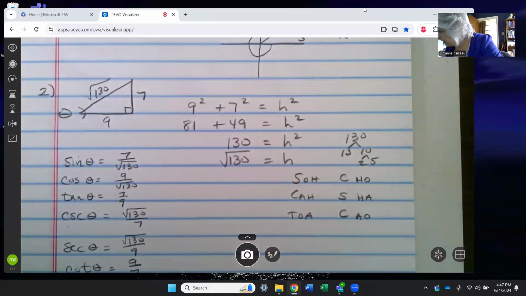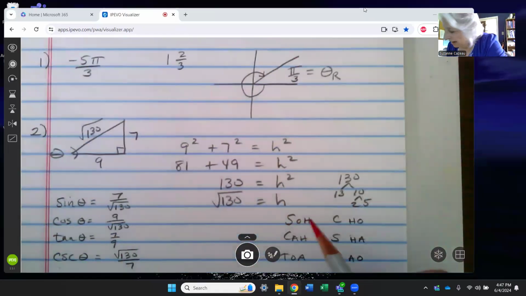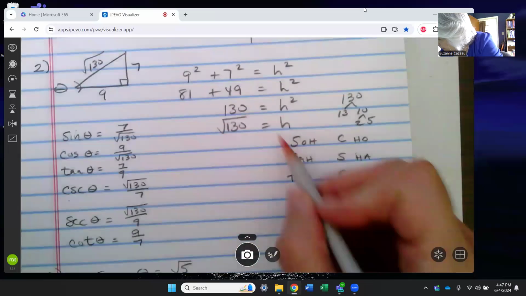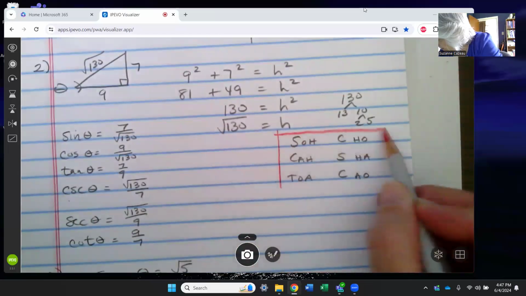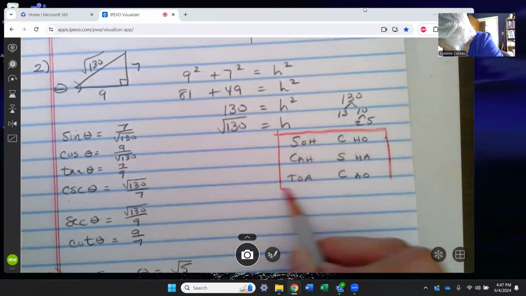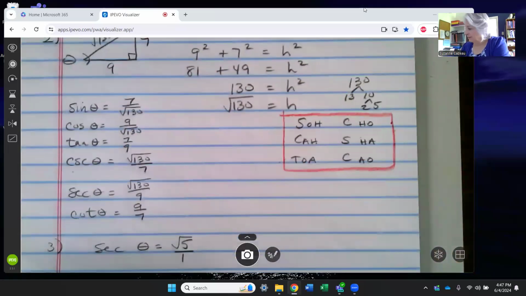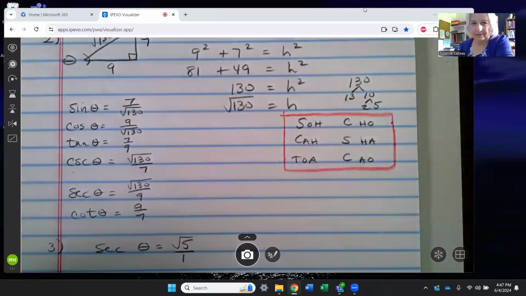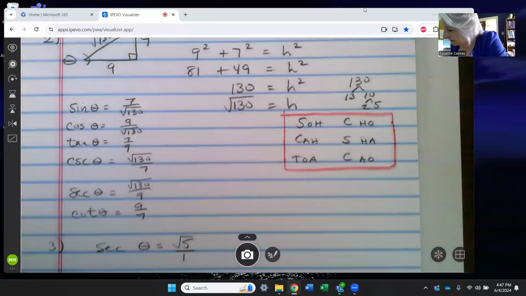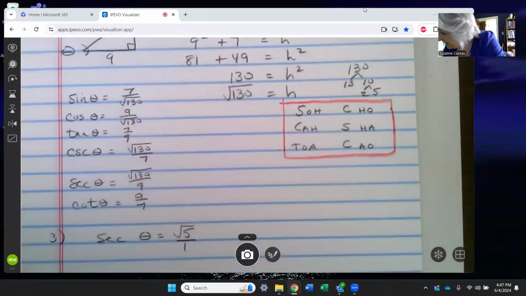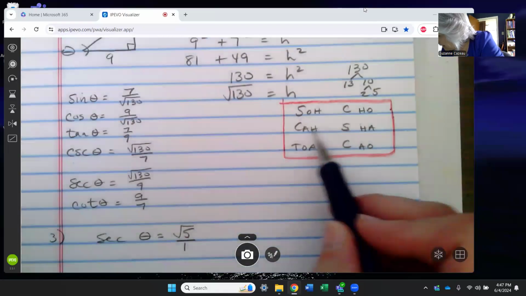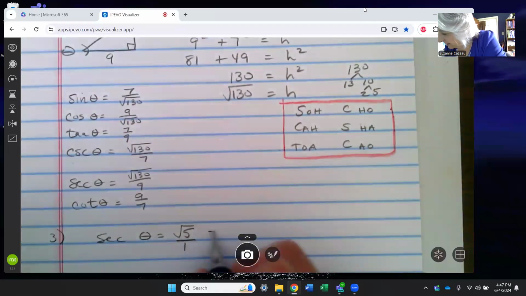Oh, what was secant? You know what I like to do? I like to put red boxes around stuff that I know I'm going to use again. Or you can write it on your paper as soon as you sit down to your test. Okay. So secant then is going to be hypotenuse over adjacent.